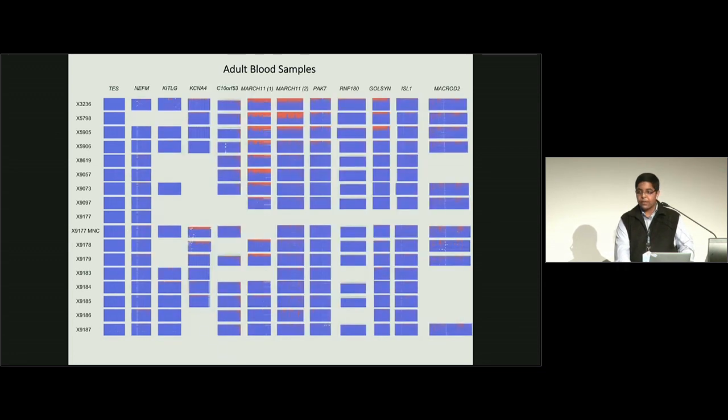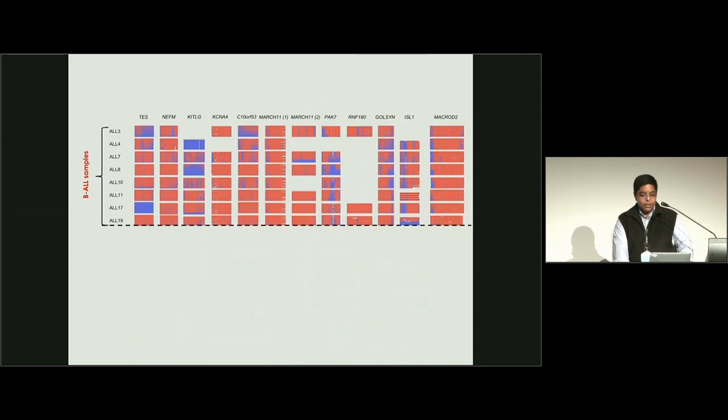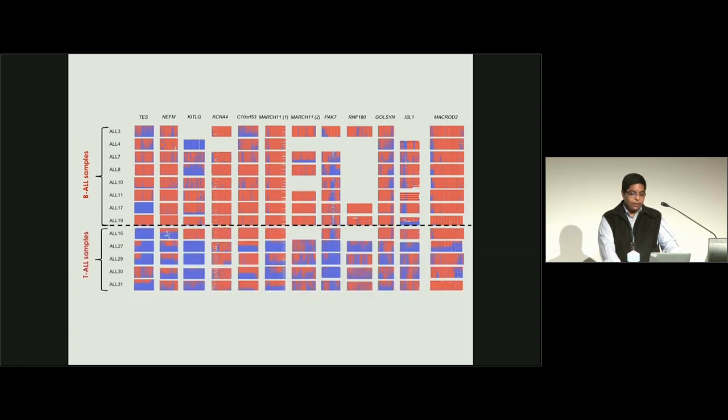What about the other genes? There's a very low level of methylation in adult blood samples for some of these genes. Cord blood samples are completely unmethylated. The remarkable thing is that all of the B-cell leukemia samples were densely methylated, and there is a little bit of variation in the methylation level in the T-cell leukemia samples.